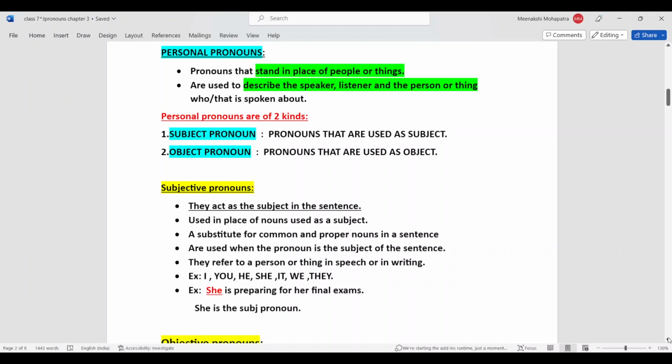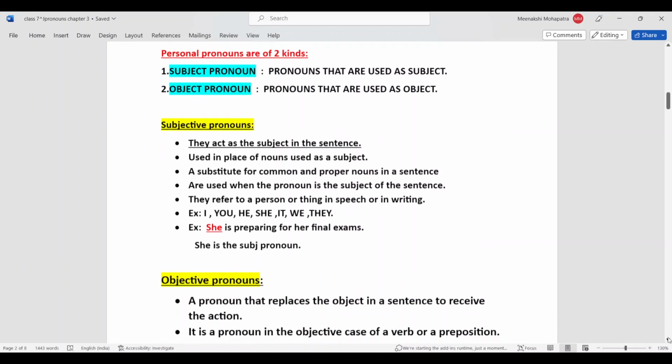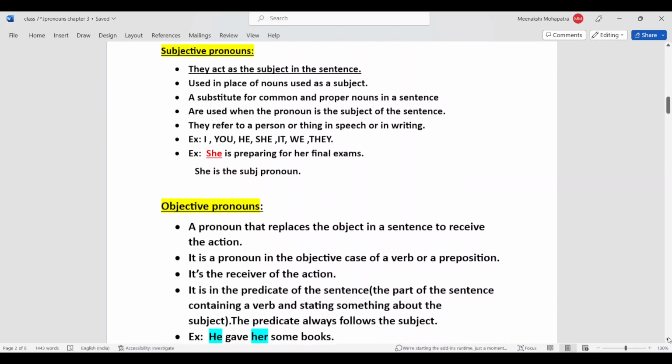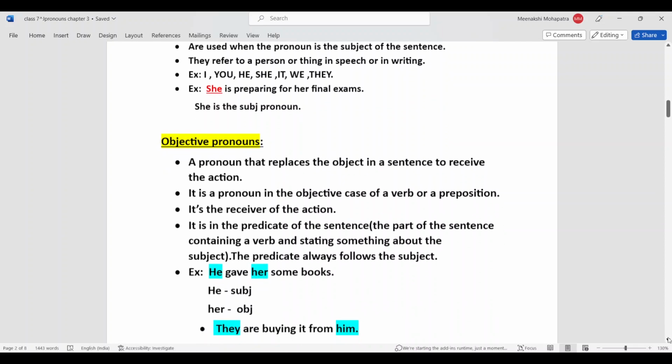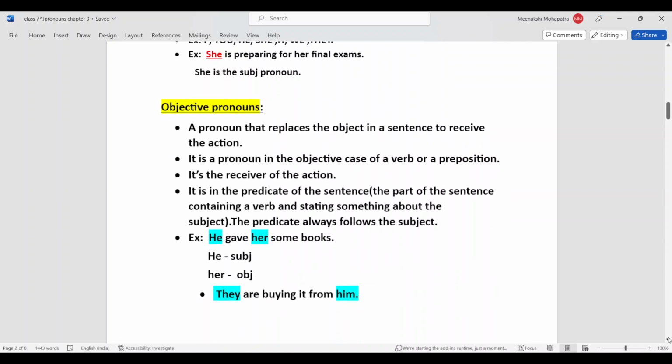She is preparing for her final exams. She is the subject pronoun. Now let us go over to objective pronouns. A pronoun that replaces the object in a sentence to receive the action.